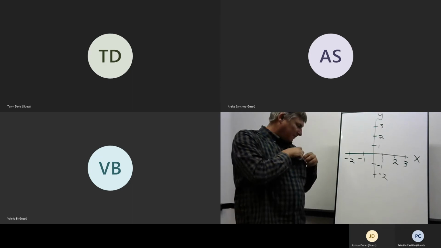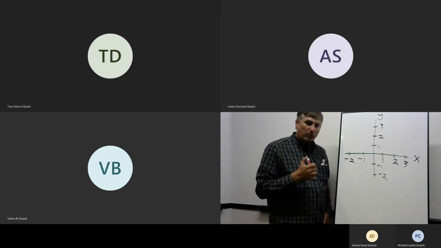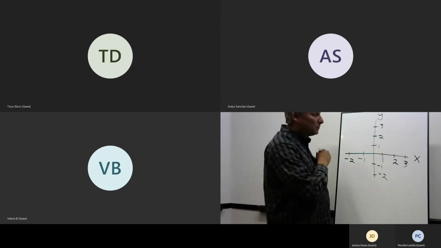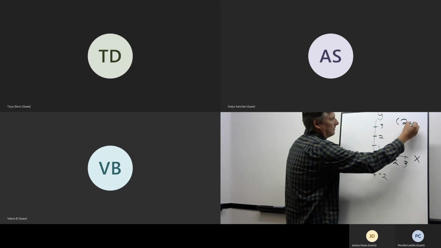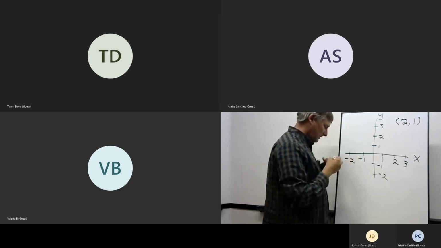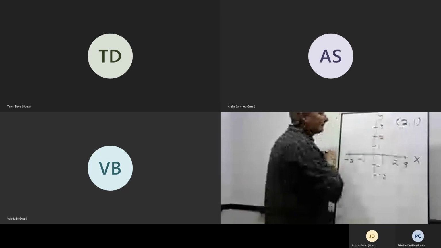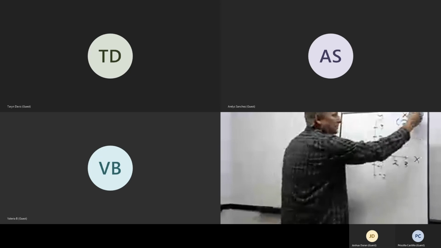So if we want to plot the point (2, 1), now what that means, this is called an ordered pair. So when we plot (2, 1), the first number is what we call the x-coordinate. The second number is the y-coordinate.